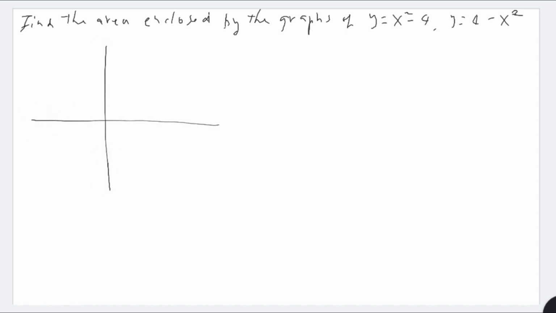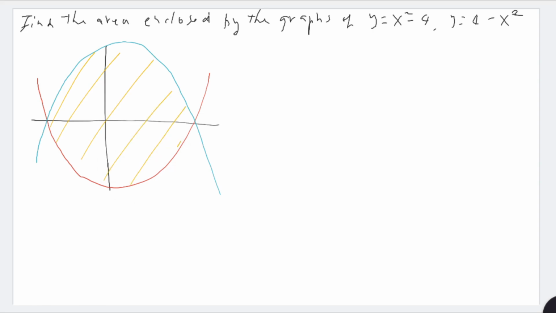First, we graph y equals x squared minus 4. Let's use a different color. y equals x squared minus 4 looks like this. y equals 4 minus x squared looks like this. Okay, so this is the region.